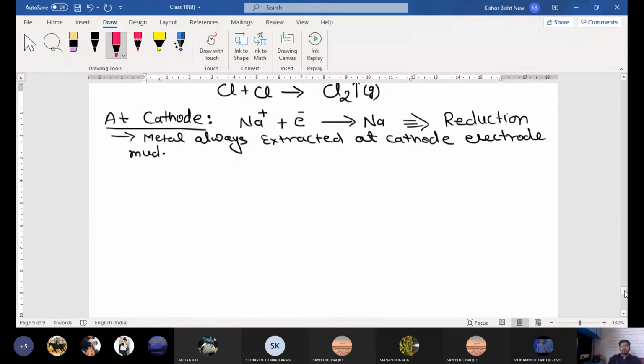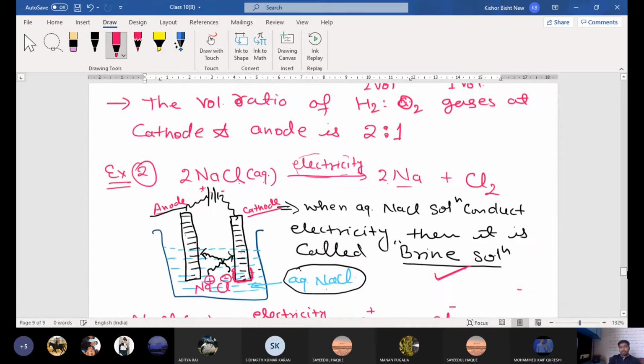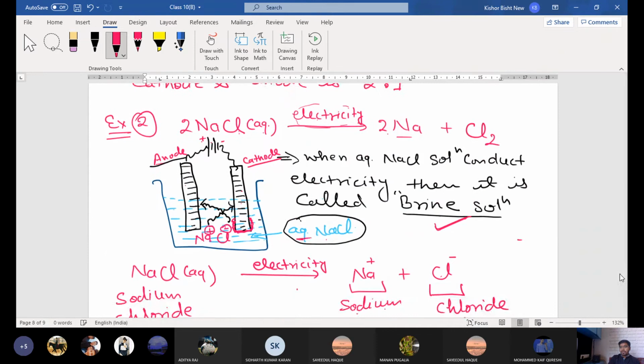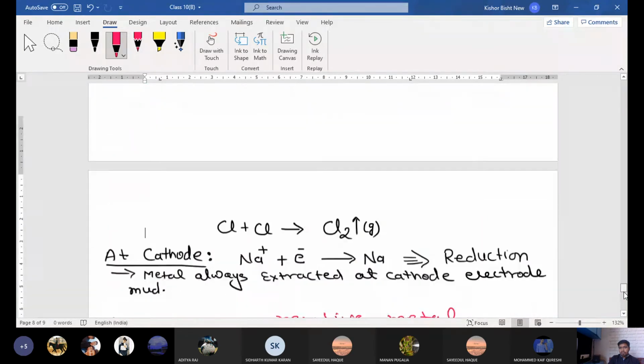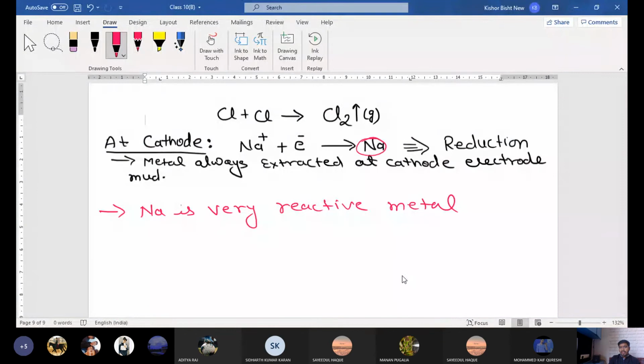At the cathode electrode, metal is always extracted at the cathode electrode mud. Now the next point I am writing: you people know that sodium is a very reactive metal. Now we have taken the aqueous solution, so water is also present in this one, water molecules. So now this Na again reacts with the water.